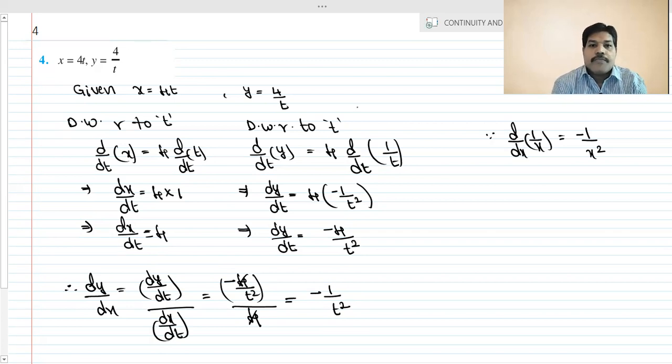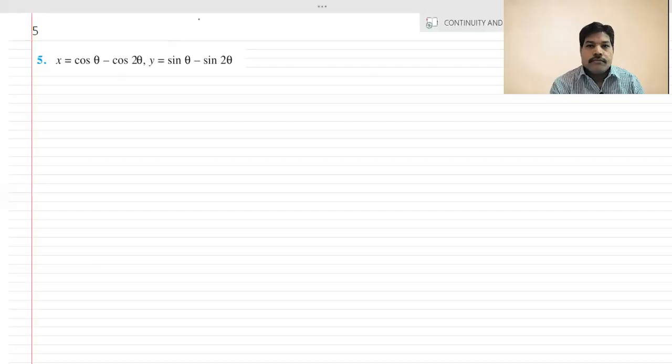All understood, students? So see that question and practice this question. The x value is given, the parameter is t, just differentiate with respect to t. So dx by dt is 4, and y is equal to 4 by t, so dy by dt is equal to minus 4 by t square. Then dy by dx is nothing but minus 1 by t square.